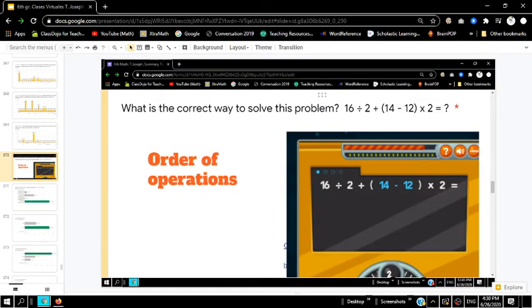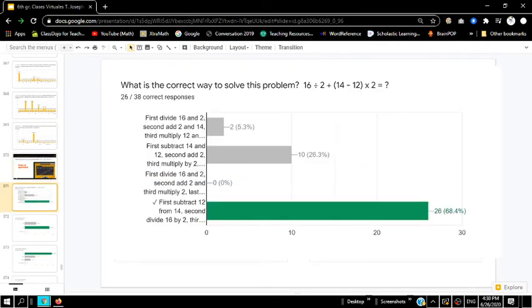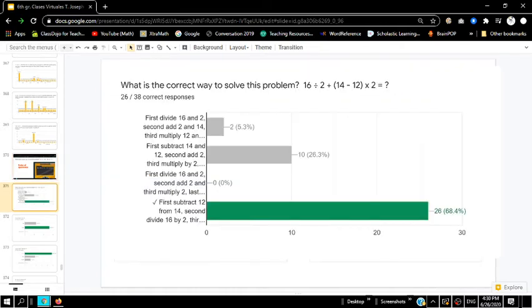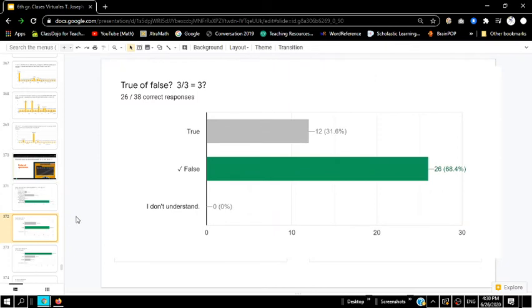This one was relatively simple, I think, for most kids. 68% of you guys got that correct. Make sure you do parentheses first, and then division, and then multiplication, and addition and subtraction. Okay, so you should have done first the subtracting 12 from 14, which is 2, and then 16 divided by 2, which is 8. Okay, 2 times 2, which is 4, and then 8 plus 4, which is 12. So your answer should have been 12, and that was letter D. Okay. All right, next problem.